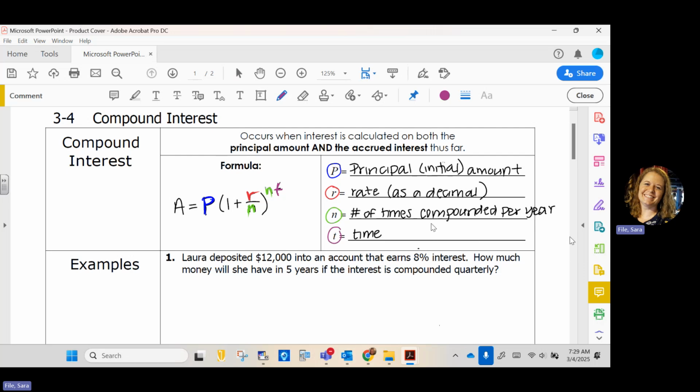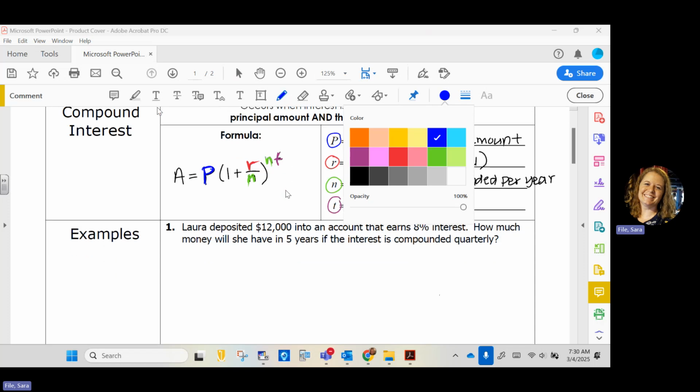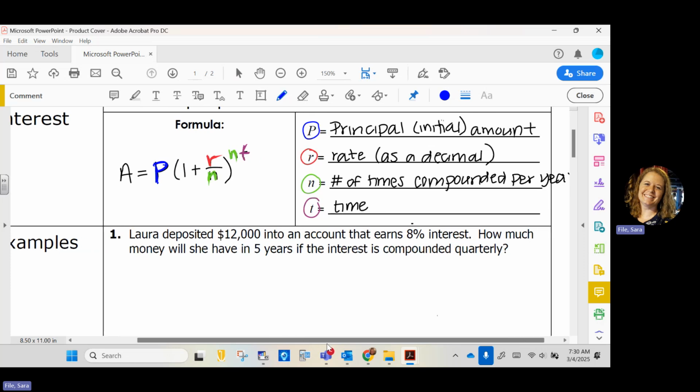But all right. This first one says that Laura deposited $12,000 into an account that earns 8% interest. How much money will she have in 5 years if the interest is compounded quarterly? Okay, so what is the initial amount she deposits? It goes faster when y'all participate. What's the initial amount she's depositing? 12,000. So that is my P. That is my principal. So 12,000 is going to be my P value.